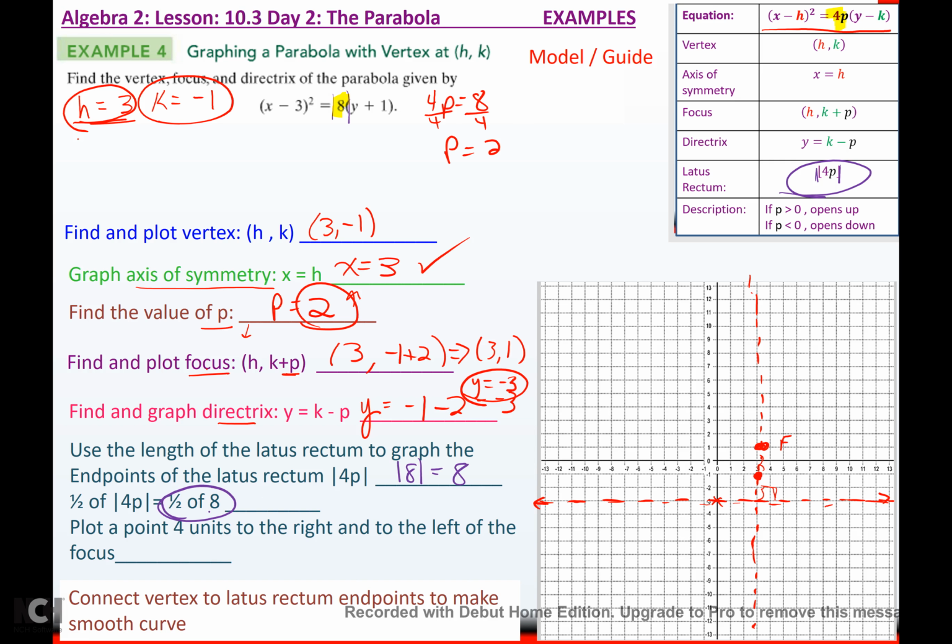Now, if I cut that in half, half of 8 is 4, which means I'm going to go 4 units to the right and to the left of the focus. And they want you to calculate the ordered pairs, but come on. Here's my focus. So if I go 1, 2, 3, 4 units right, and 1, 2, 3, 4 units left, that's right there. And then if I connect my vertex to my latus rectum points, there is a pretty darn close parabola for that function. Alright, sorry I animated this and forgot.